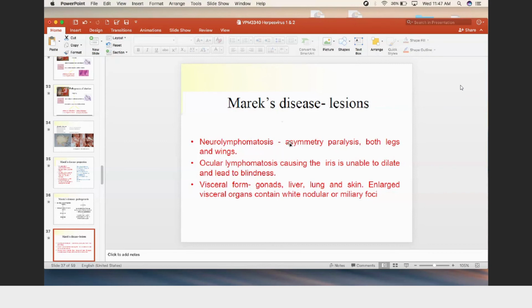So what kind of nerve actually? We're talking about the femoral nerve and sciatic nerve related to this one. And then ocular lymphomatosis, it can also cause enlargement in the liver, gonad, lungs, and skin, and the visceral organs may contain highly nodular lesions. Basically, Marek's disease virus causes enlargement of many visceral organs because of the accumulation of lymphocytes.